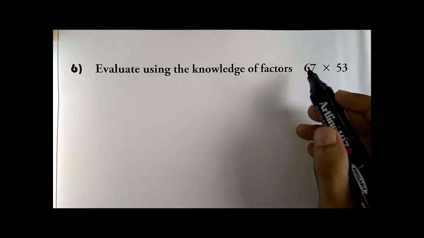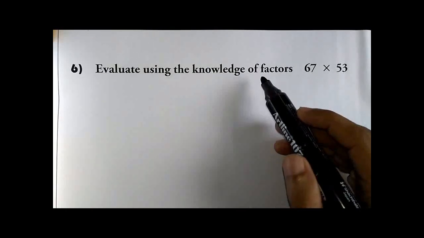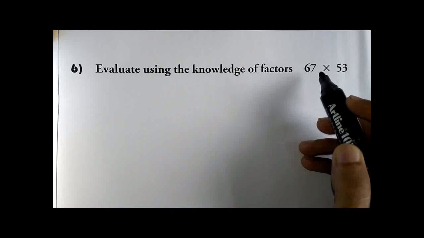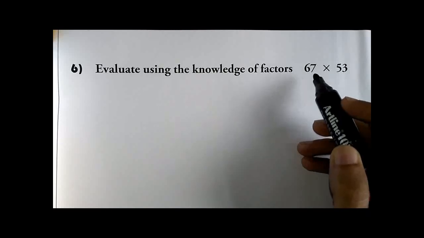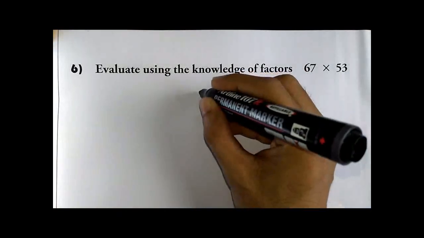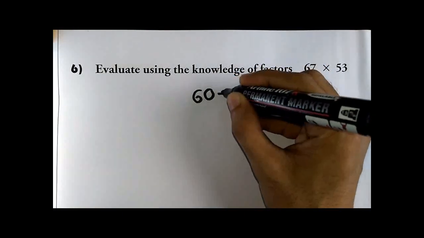For each question you have to give 2 marks, and here the sixth one, evaluate using the knowledge of factors. So it's a very famous question. First of all we have to find out the mid value of this. If they use the words using the knowledge of factors, it's better to find out the mid value, 67 and 53. So you can see 60 is the mid one. Okay, now so 60 is the mid value. So now here listen, 67 into 53. Can we write 67 by using 60? We have to add 7 for that.